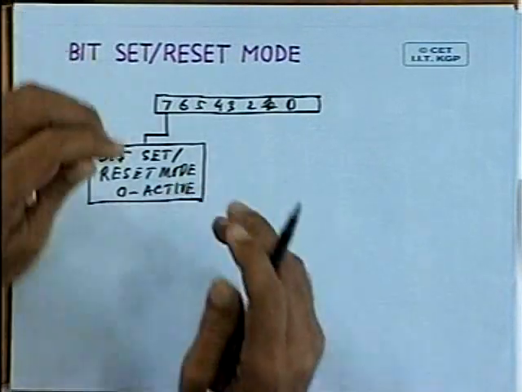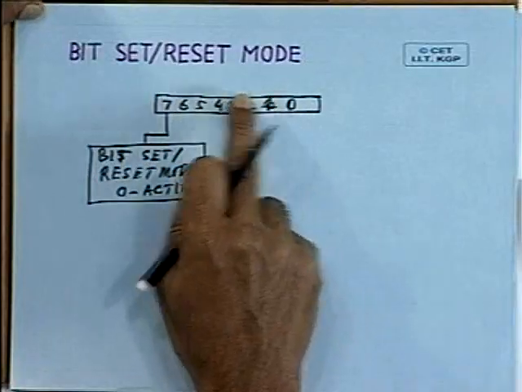What is the purpose? The purpose of this mode is to set or reset a particular bit of port C without modifying other bits. For example, in some control applications, you want to switch on a relay, switch off a relay, turn on some device, turn off some device. You have to activate only one line. That can be done with the help of this.